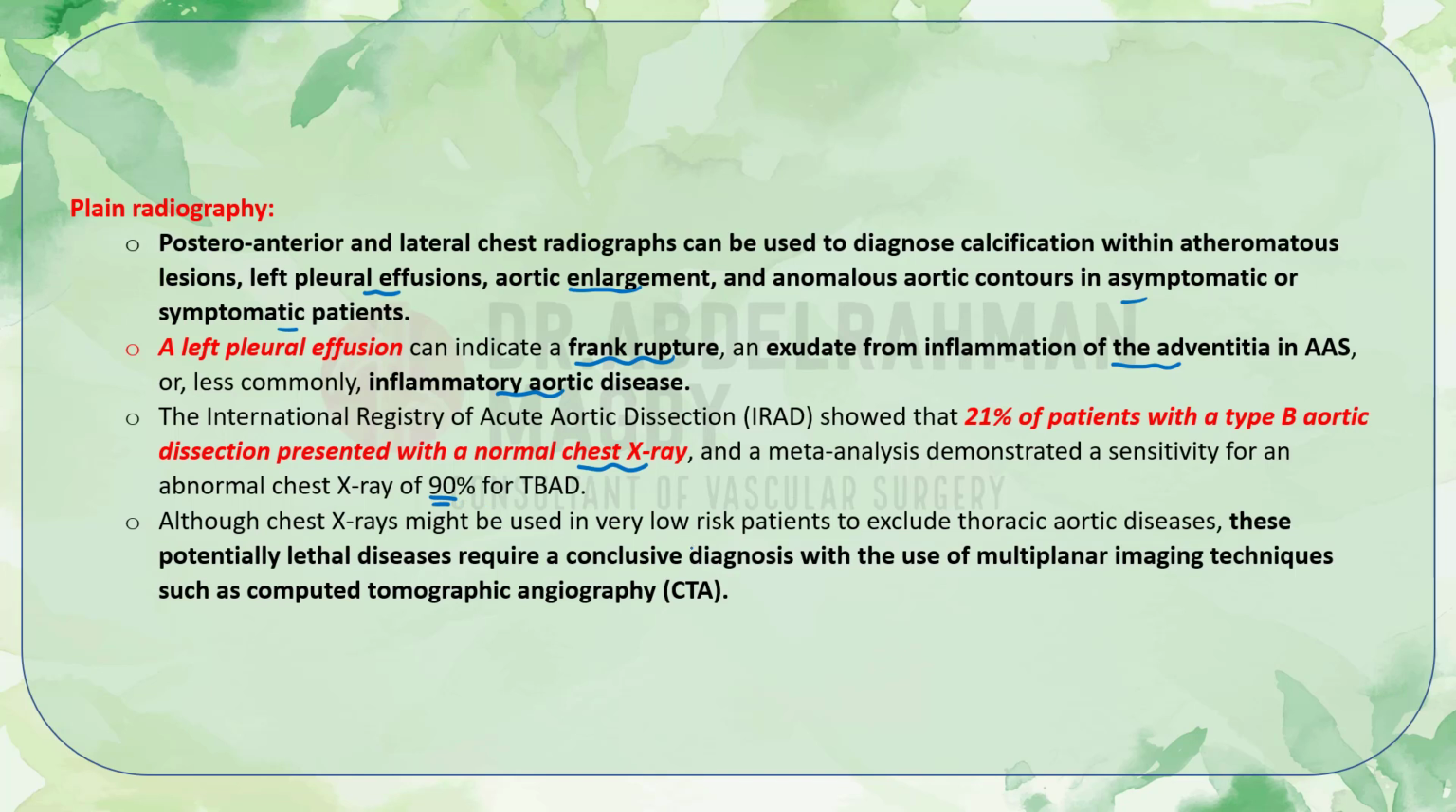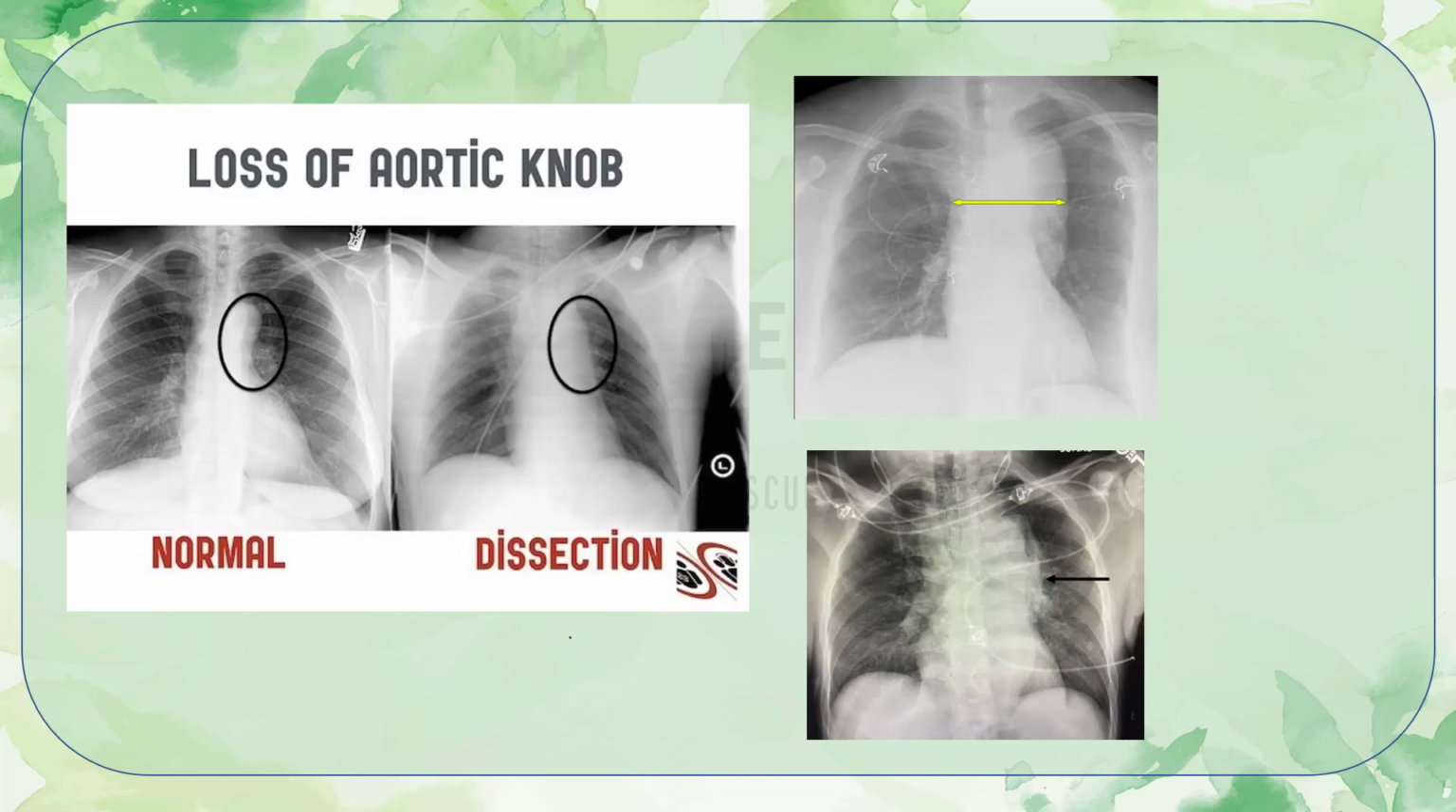Although chest X-ray might be used in a very low-risk patient to exclude thoracic aortic diseases, these potentially lethal diseases require a conclusive diagnosis with the use of multiplanar imaging techniques such as CT angiography. Here we can see some examples of chest radiographs in patients with aortic anomalies. We can see the aortic knob, and in the abnormal or dissection cases, loss of the aortic knob and widened mediastinal shadow, as we can see here also, and also in this chest radiograph. And as we said, presence of a left pleural effusion is an indication of either a free rupture or an inflammatory process or, on rare occasions, an inflammatory aortic disease.